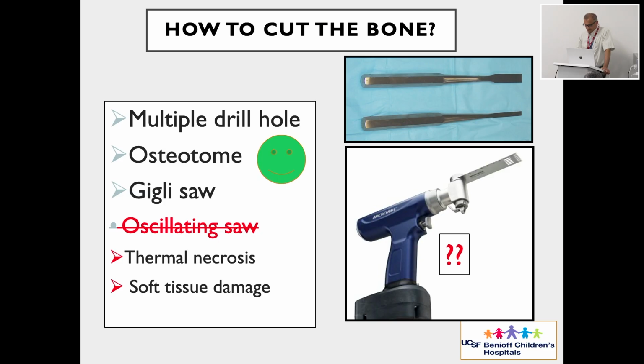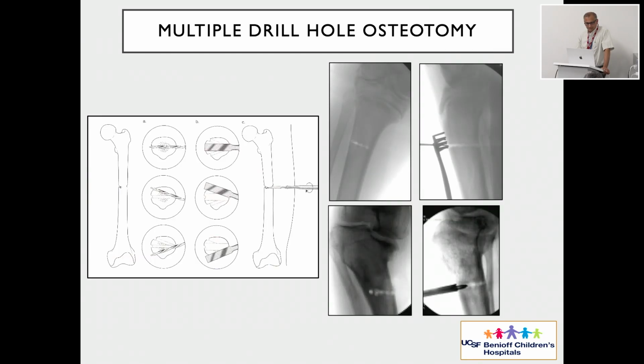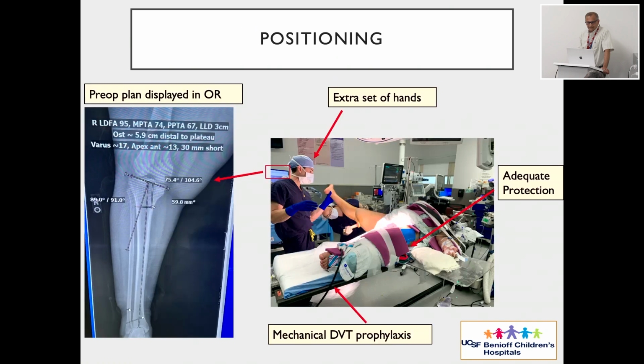So, I think we have a lab on multiple drill hole osteotomies, and most of you know the concept. You weaken the bone by putting multiple drill holes at the assigned area, and then you complete the crack by doing an osteotomy. So it's low energy, less thermal necrosis, and bone heals good. Again, we're not going to go into all the details, but as you see, I'm a big fan of pre-op planning.